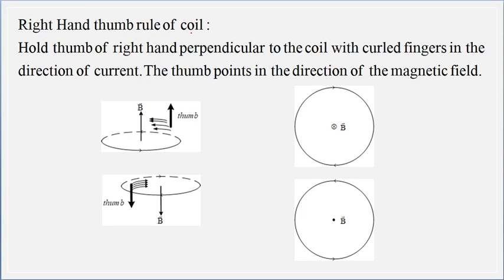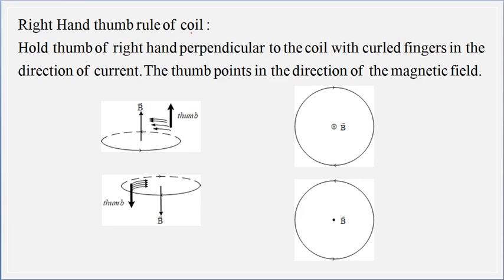Now, in the case of the straight wire, to use the right hand thumb rule, we hold the wire in our hand with the thumb in the direction of the current and the fingers point in the direction of the magnetic flux. And if you draw the tangent to that magnetic flux, what you get is the direction of the magnetic field at that point.